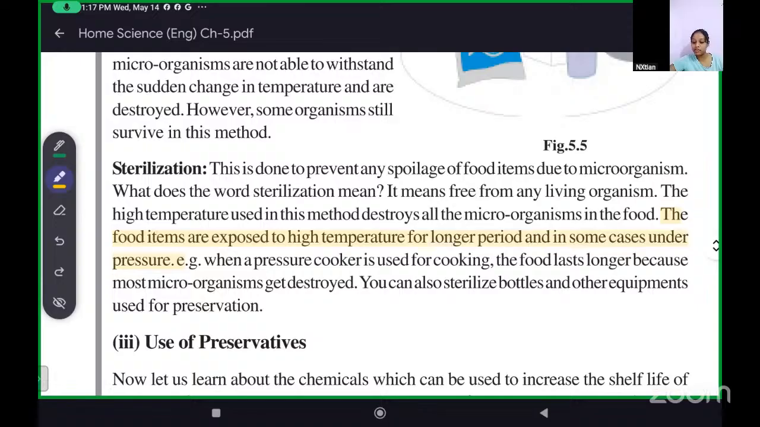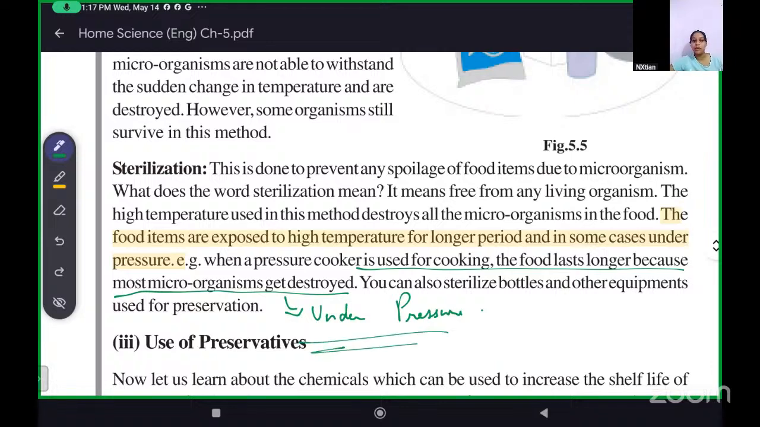Example, when a pressure cooker is used for cooking, the food will last longer. Why? Because most microorganisms will get destroyed under the pressure. You can also sterilize bottles and other equipment used for preservation. You heat it up at a very high temperature for a longer duration, or you cook the food in a pressure utensil, like a pressure cooker. So that comes under sterilization.